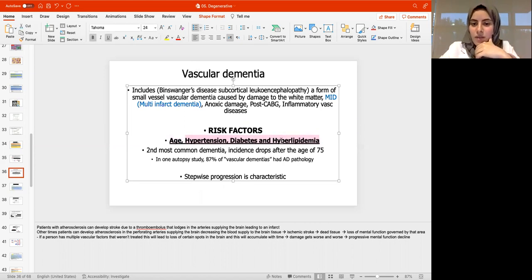These risk factors, for example, are not associated with AD. So this is something you should remember. If a patient comes with hypertension, diabetes, and hyperlipidemia all together at once, this kind of makes you think, if they're also presenting with signs of cognition problems, think of vascular dementia rather than AD, okay?